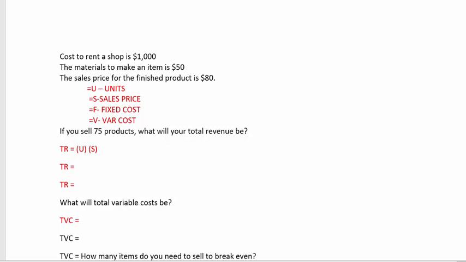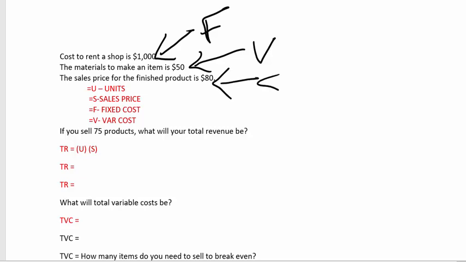So we're going to take a look at a really simple problem. The cost to rent a shop is $1,000. The materials to make an item is $50, and the sales price for the finished product is $80. So let's first define what each one of these is. Your $1,000, that is your fixed cost. Your $50, that is your variable cost. And your $80, that is what the sales price will be.